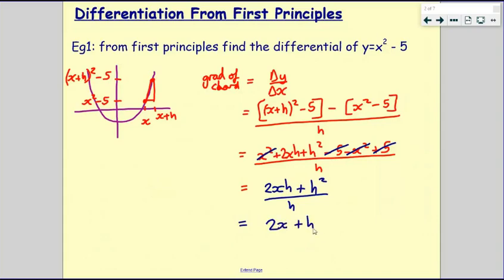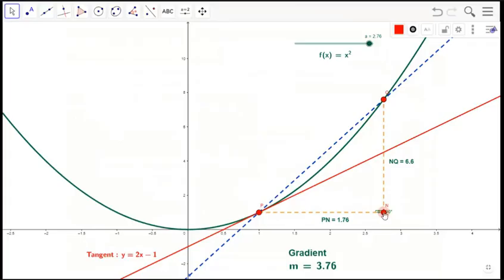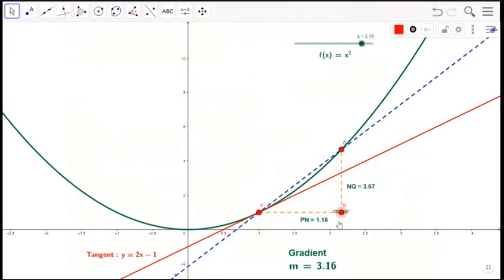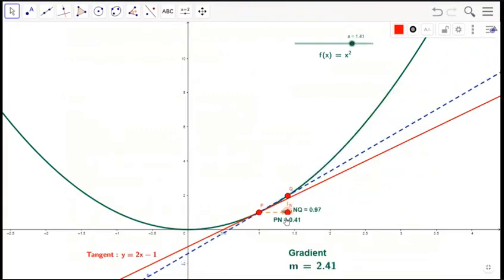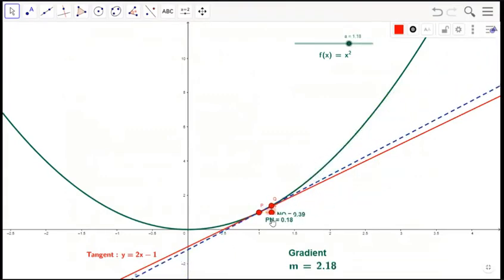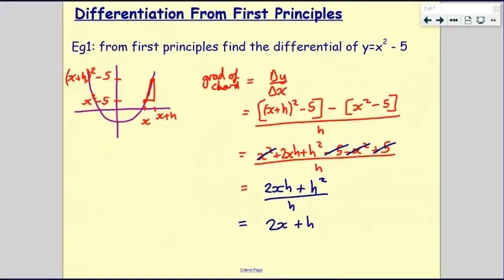So now we want to do this process where we make the chord smaller and smaller and smaller. So here what we're going to do is make that h smaller and smaller and smaller until that chord gets closer and closer to the tangent. So we just say as h tends to 0, that's the making it smaller.